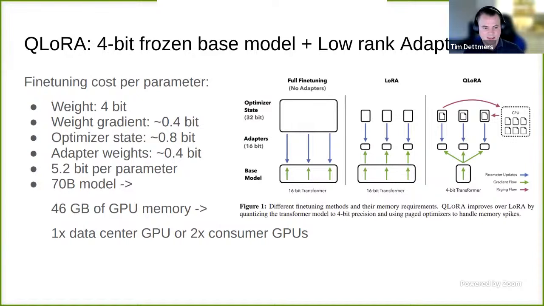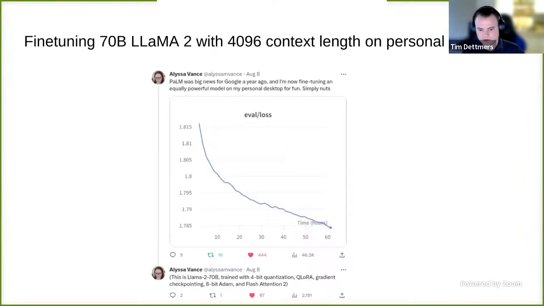And that yields a total bit footprint of 5.2 bits per parameter, which goes to 46 gigabytes of GPU memory. That's then a single data center GPU or 2 consumer GPUs. Previously, you would have needed hardware that costs more than $250,000 to fine tune. Now you can do it on a setup that costs only $3,000. So much, much cheaper, very memory efficient. This is what we can achieve with QLoRA. The next thing I will go into is how QLoRA actually works.